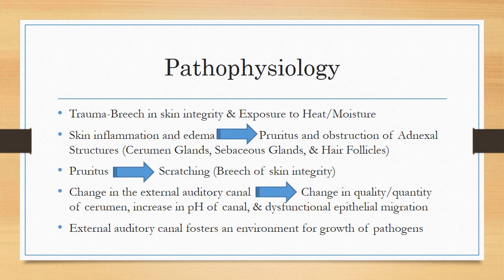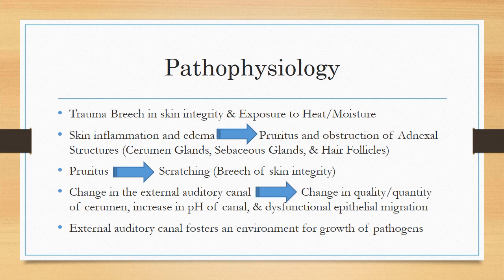Once there's that breach in the skin integrity or the buildup of the moisture in the ear canal, that leads to skin inflammation and swelling. This leads to itching and obstruction to the adnexal structures, the cerumen glands, the sebaceous glands, hair follicles, okay? And with the pruritus also comes scratching. So that's where the breach in the skin integrity occurs.